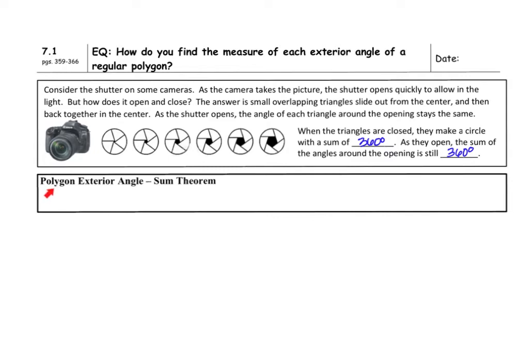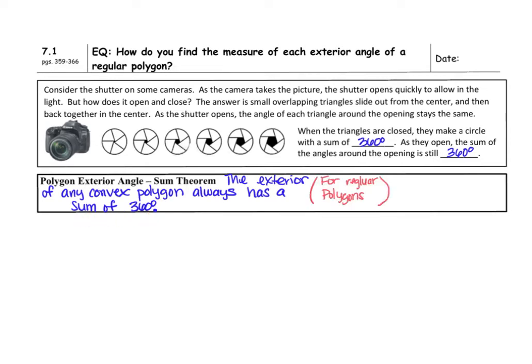This will help us understand the polygon exterior angle sum theorem, which states the exterior angles of any convex polygon always have a sum of 360 degrees. So for regular polygons, all we would have to do is take 360 and divide it by the number of angles.